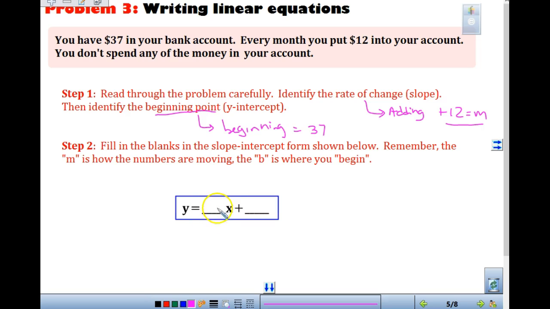37x. Is that my rate of change? Am I adding 37 to my account each time? No. What am I adding? So this is the M, this is my rate of change. 12. We're adding 12, so it's a positive 12. This is my rate of change.